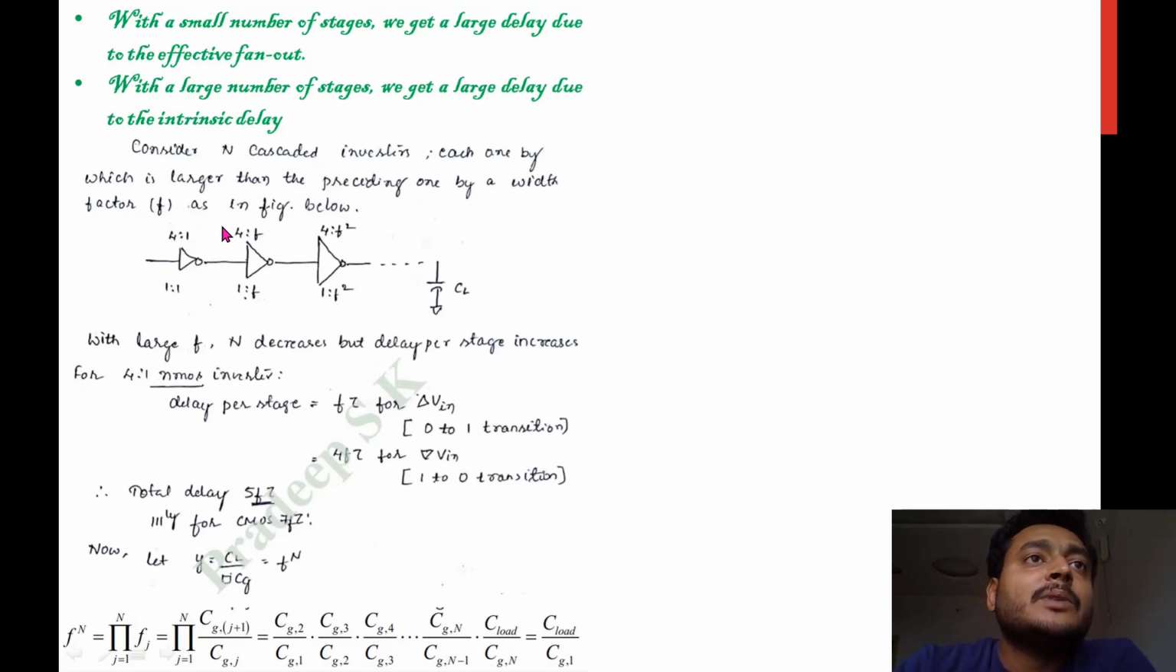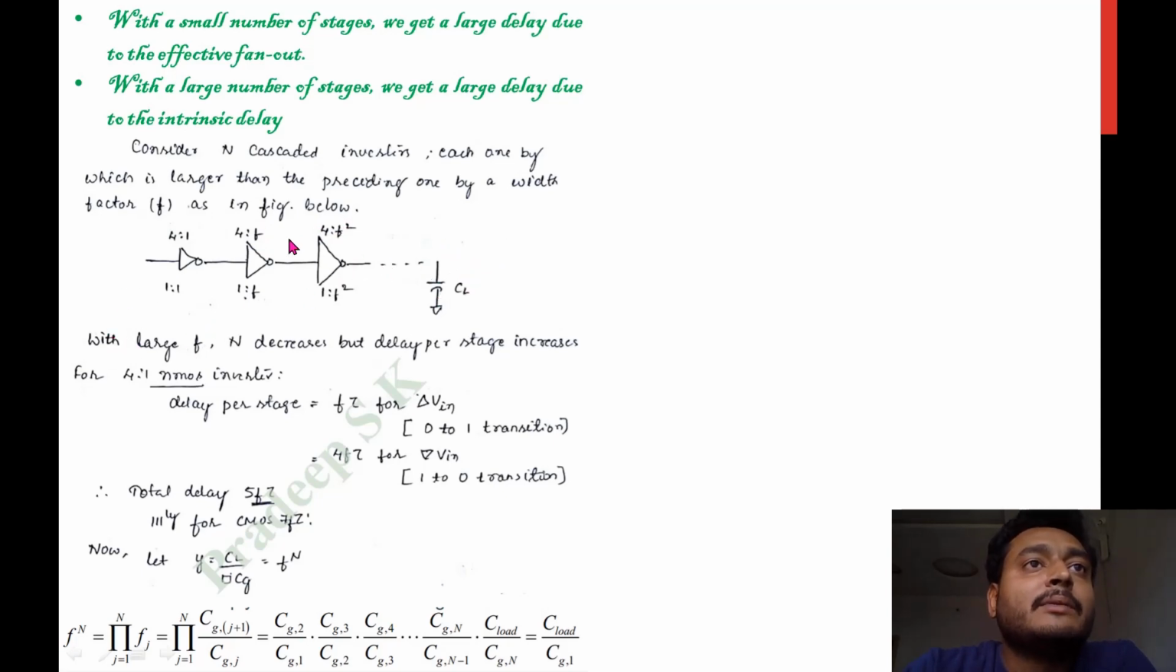This is the ratio I'm taking, and you are considering it for an NMOS inverter. The 1:1 represents the pull down transistor, and the 4:1 is for the pull up transistor, which is a depletion mode transistor. So the ratio will be L is to W, 4 is to 1. Next, since I don't know the value, I have taken it as F, and this will be F squared, something like that, up to the final load capacitance.